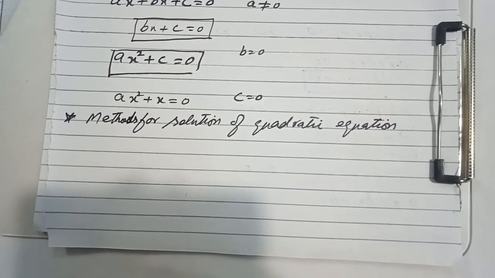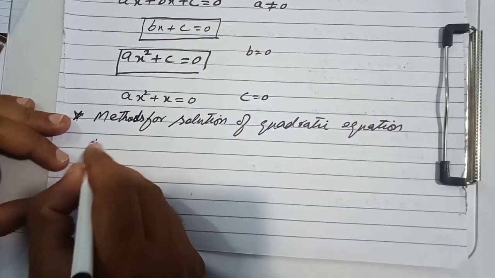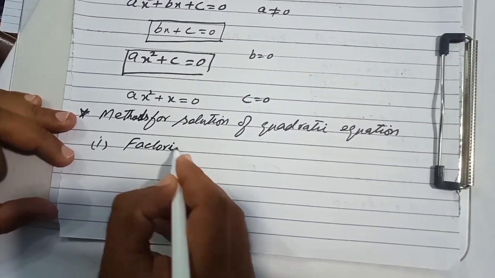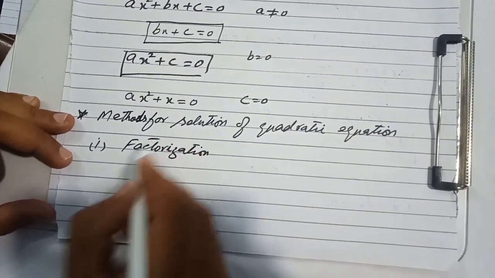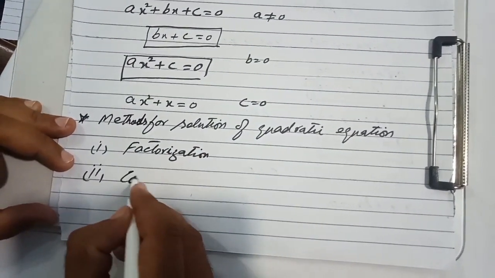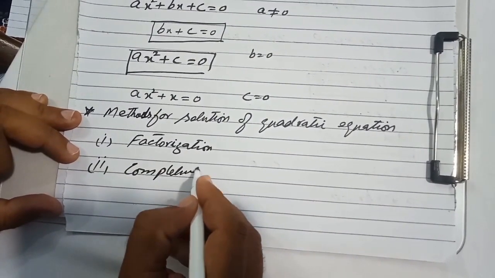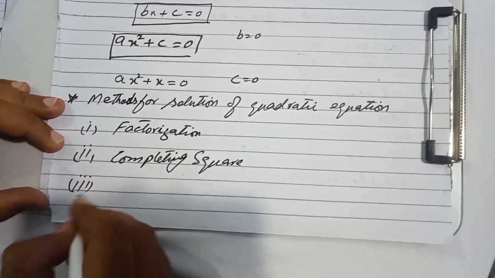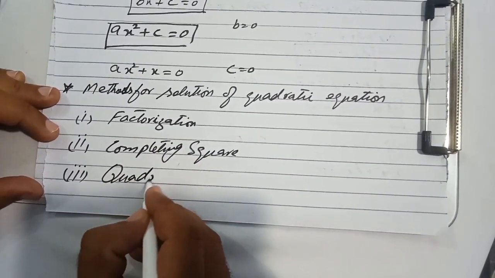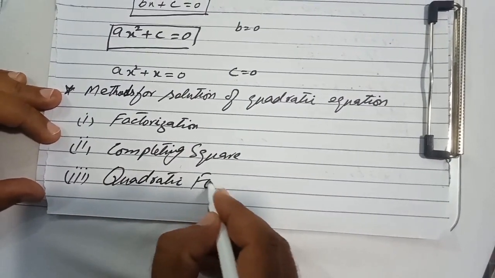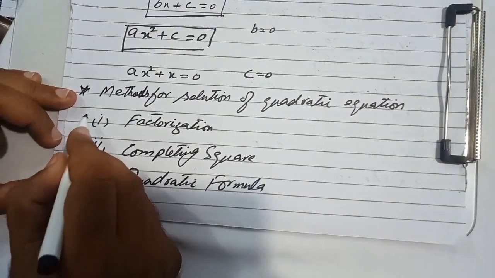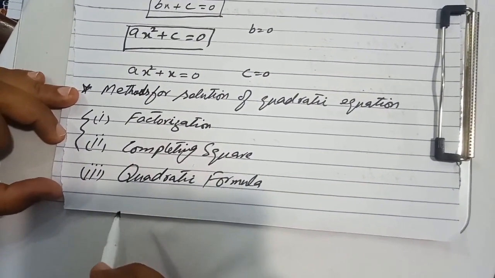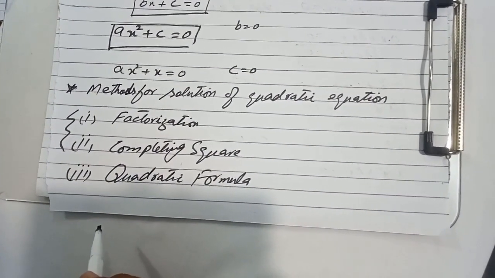Methods for solution of quadratic equation. There are three methods to solve the quadratic equation. First is factorization. Second is completing square. And third one is quadratic formula. The first two methods will be applied in exercise 1.1, whereas the third, the formula, will be applied in exercise 1.2.